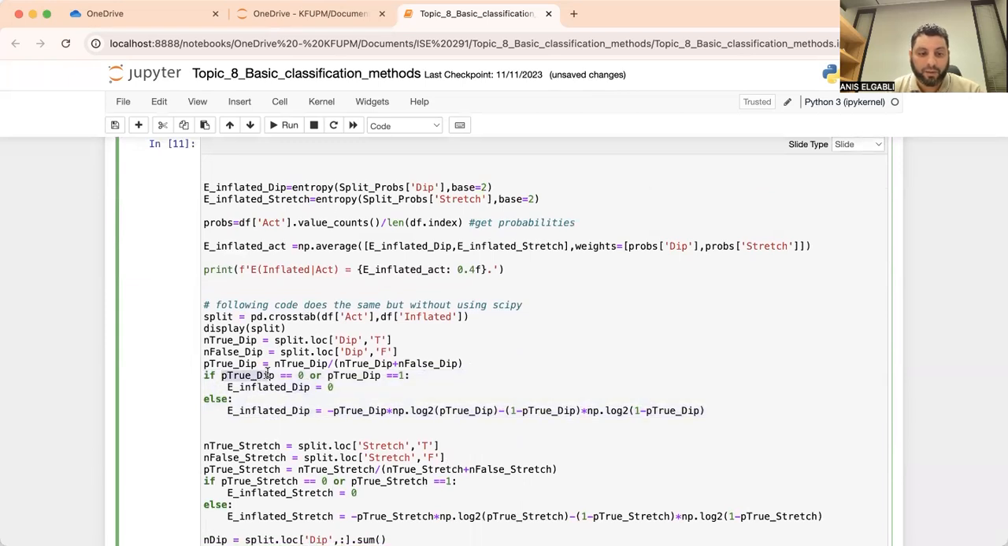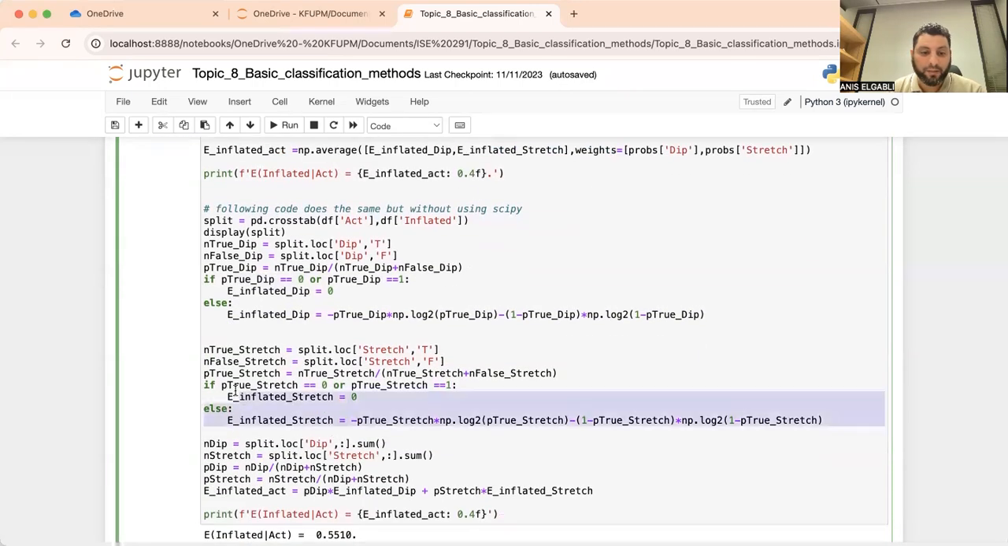So if the probability of inflated equal to true given act equal to dip is equal to 0 or equal to 1, these two corner cases, then the entropy of inflated given dip is equal to 0. As I said, we don't compute it here because we don't want to run into an error on the computation of log 0, because log 0 is undefined. Otherwise we just pass to the formula. So this is the first part. It computes the conditional entropy of inflated given dip.